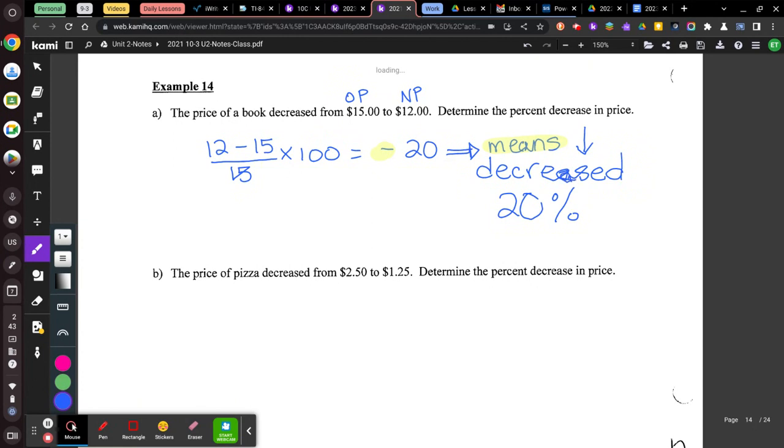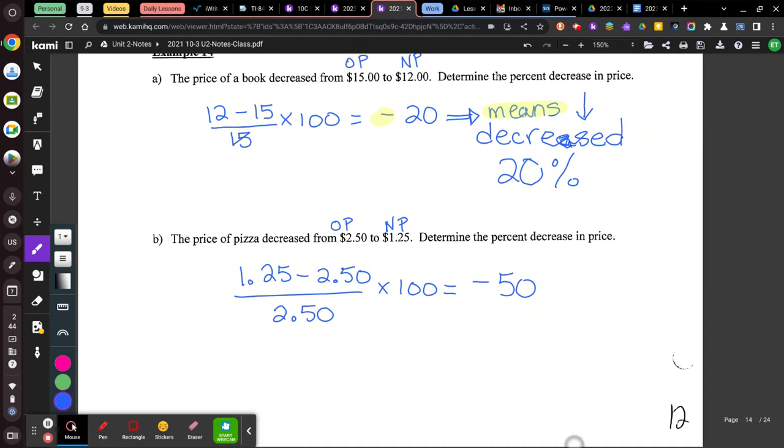All right, last question. We also had a slice of pizza. It decreased in price. So old price, identify old, identify new. And it's new subtract old. So 1.25 subtract 2.50 divided by 2.50 times 100 equals negative 50. So negative 50 means a decrease of 50%.